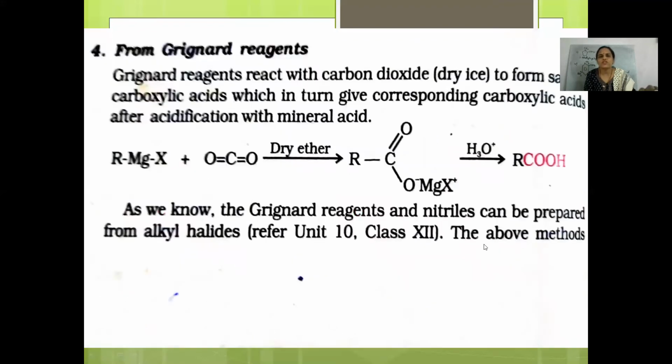Next method of preparation is from Grignard's reagent. As we all know, Grignard's reagent has a general molecular formula of RMgX. RMgX, when treated with carbon dioxide, O=C=O, in presence of dry ether. You see here, R gets attached to the carbon of carbon dioxide, giving R and OMgX attached to this carbon. This undergoes hydrolysis, resulting in the formation of RCOOH plus Mg(OH)X. That is the compound that is formed.